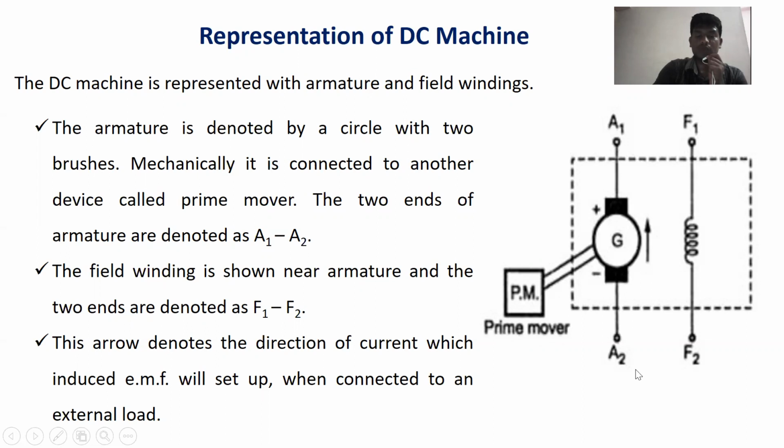So A1, A2 are the armature terminals, and F1, F2 are the field terminals. The arrow indicates the direction of induced EMF. This is the representation of the DC generator.